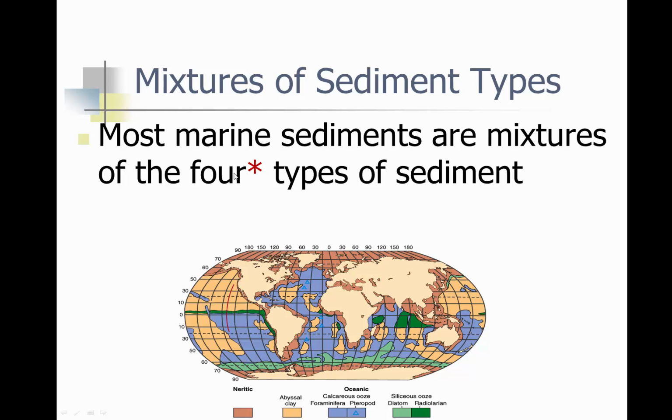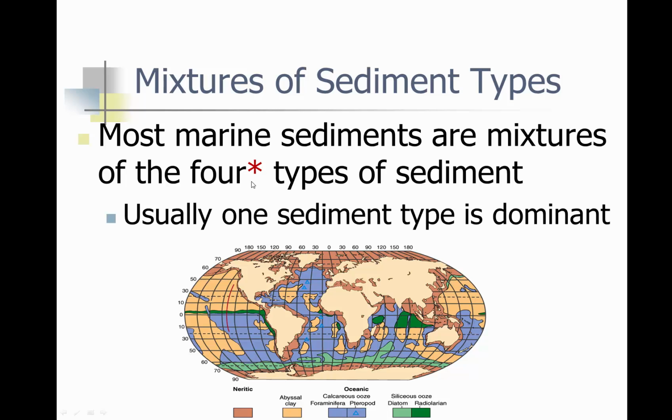I'm going to put the fourth one in there, cosmogenous. Cosmogenous makes up a very small, way less than 1%, probably less than 1/100%, maybe even 1,000th of a percent of most sediments. Usually one sediment type is dominant, and that's what you see in this picture. The Arctic Ocean is almost all lithogenous, land-based sediment.